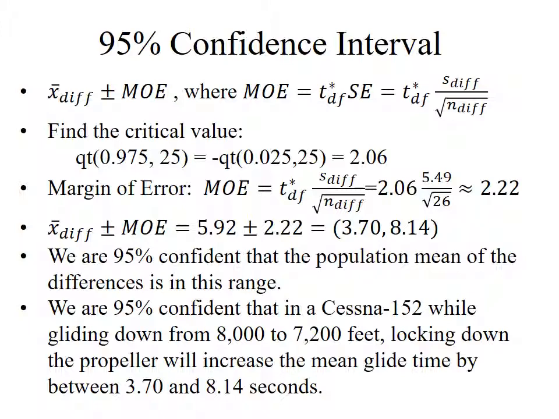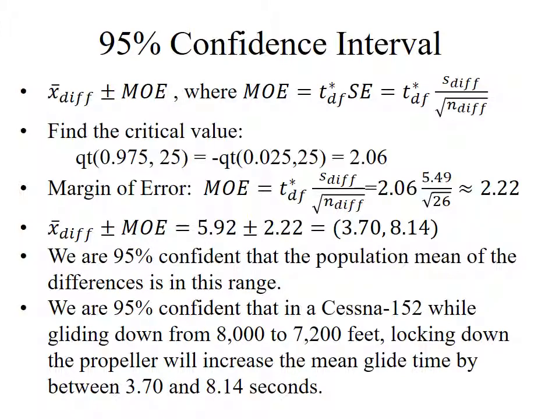First, I need to find the critical t-value. So I want a 95% confidence interval. That means 95% of the distribution is in the interval. 5% is outside of it, 2.5% in the left tail, 2.5% in the right tail. So I can do qt of 0.975 on 25 degrees of freedom, or because it's a symmetrical distribution, I can find the t-value for the negative tail. I can do minus qt of 0.025, and both give me the exact same answer, which is 2.06.